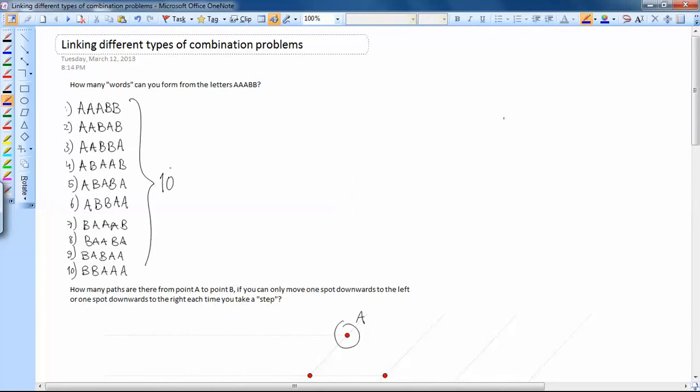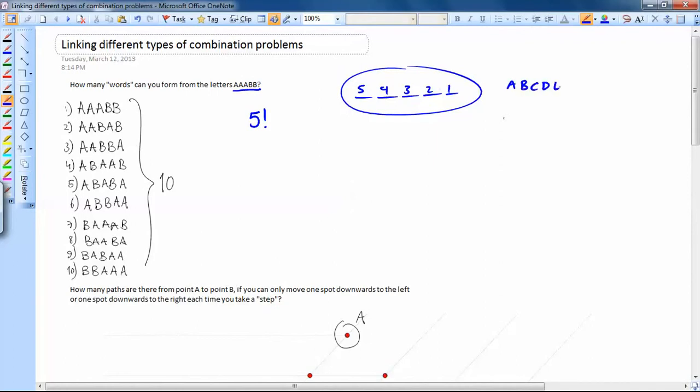The formula for it, though, is if all these letters were different, they were each unique, then I'd have this many ways of coming up with words because I'd have 5 choices for the first letter, 4 for the second, 3 for the third, and so on, 2 and 1. So 5, 4, 3, 2, 1. The only problem with this is that I've got some of the same letters in there. So this would be like if I had words like this, A, B, C, D, E, and B, A, C, D, E, stuff like that.